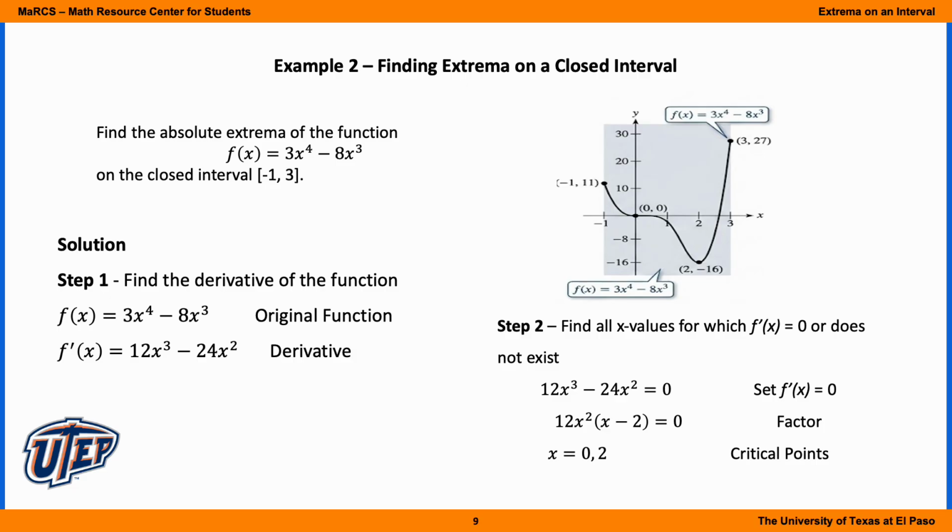Now we find all the values for which f prime of x is equal to 0 or does not exist. So we just set our derivative equal to 0. So 12x cubed minus 24x squared is equal to 0. We can factor out a 12x squared, so we'll have 12x squared times (x minus 2) equal to 0. Setting each of those equal to 0, we have that x is equal to 0 and 2. So that means our two critical points are at x equal to 0 and at 2. Looking at our graph, we see that we have a horizontal tangent line when x is equal to 0, so at the origin (0, 0), and at the point (2, -16).